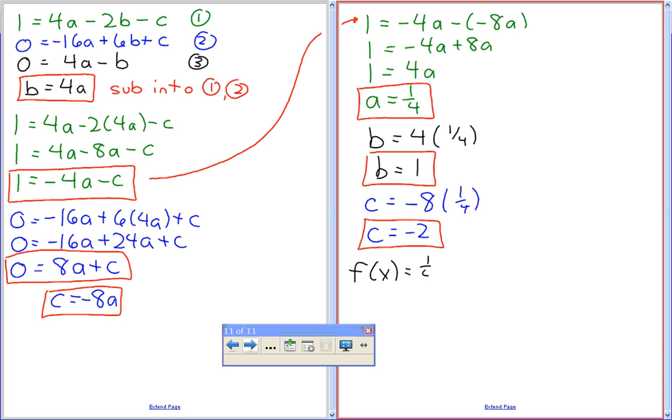Okay, therefore my equation should have been f of x equals 1/4 x to the 4th plus x cubed minus 4x squared minus 4x. I can't actually do this in my head.